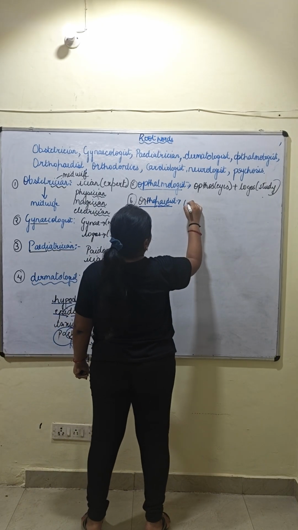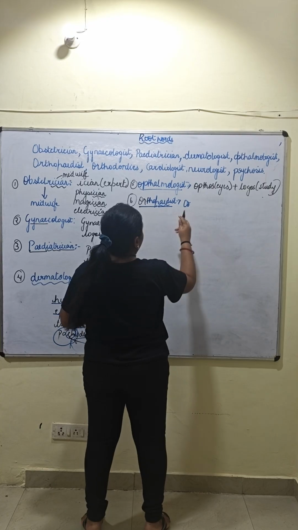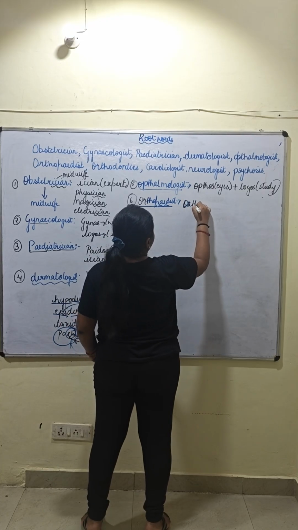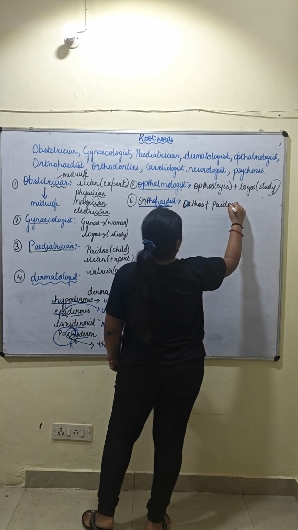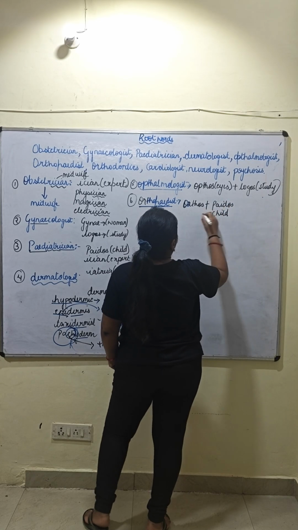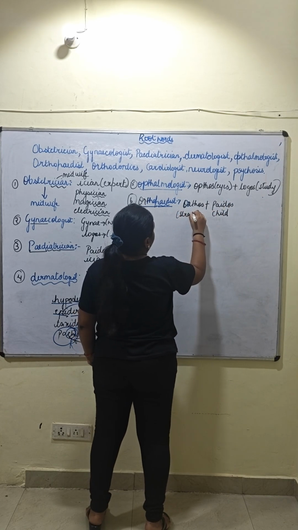Orthopedist. See, you can break the word into two: ortho, then pedos. Okay? Pedos means child, and ortho means straightening.